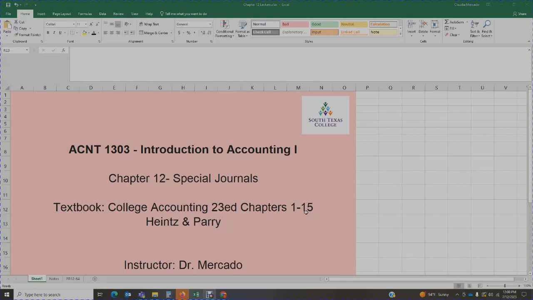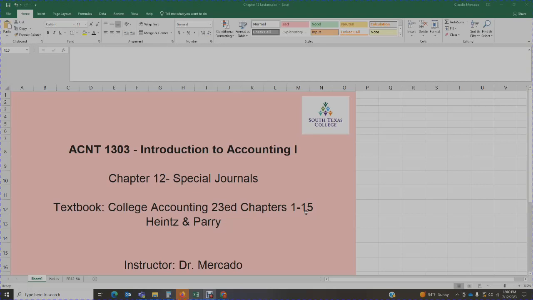In this lecture, we're going to start introducing Chapter 12, which deals with special journals. Before we begin, it's very important to remind students to please read the chapter before you attempt your homework. Very important information is covered in the chapter that will prepare you to complete your assignments. Chapter 12 deals with special journals.